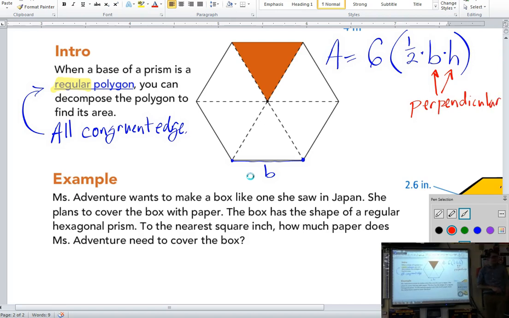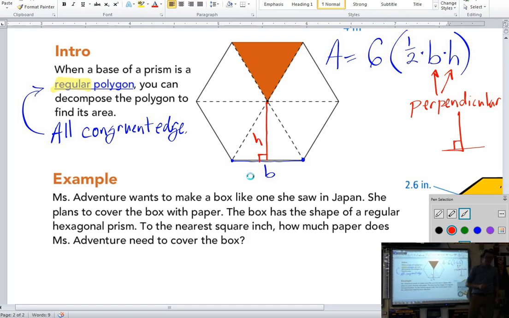What does it mean to be perpendicular? Abby? Doesn't perpendicular mean that they can intersect at some point? They intersect at a right angle. Yeah. That. So my little b is just how long your edge is. My little h, please draw this, is the perpendicular right angle height from the edge to the middle.